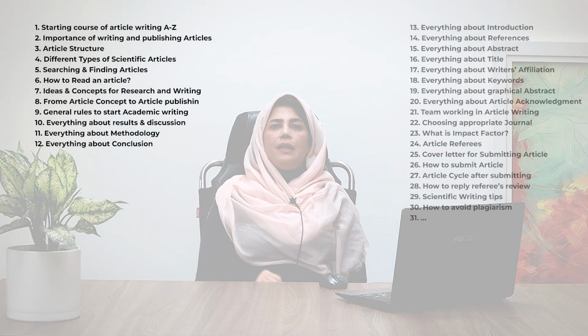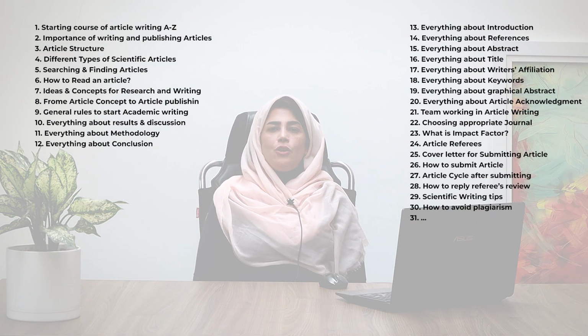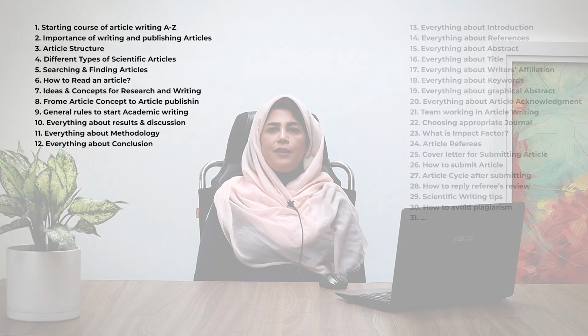This is the third video of the series called From 0 to 100 Article Writing. This video is about the structure of a scientific article. You can find the list of videos here. If you see the list, you can understand that the third video, which you are currently watching, provides a complete explanation of the general structure of an article.